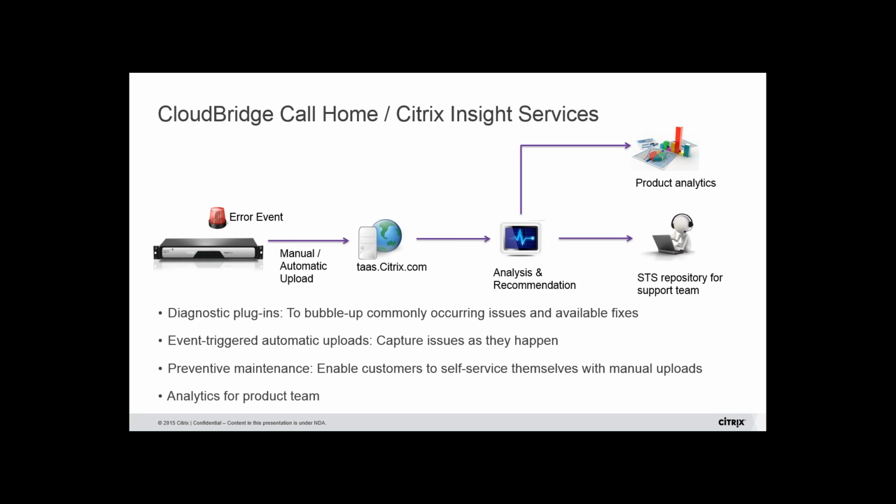And the fourth theme is Call Home. It's really CloudBridge Appliance's way of calling to the base camp every time there is a major error. And then CloudBridge tries to collect all the diagnostic information and relay it to Citrix Insight server so that all the relevant information is collected in a timely way. This helps in two different ways.